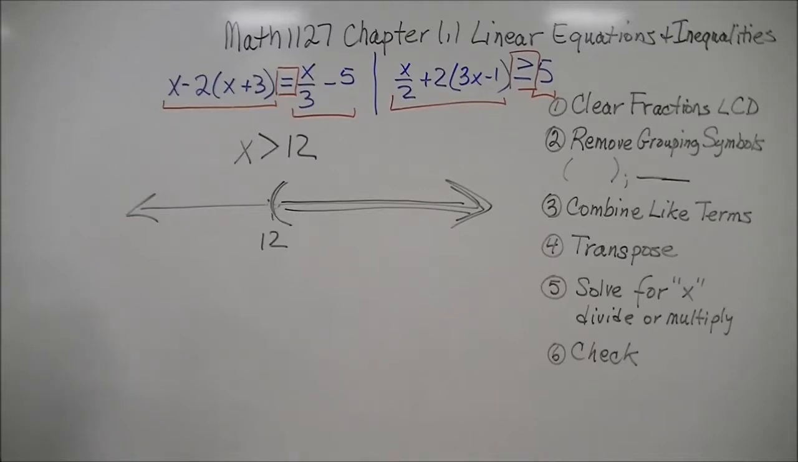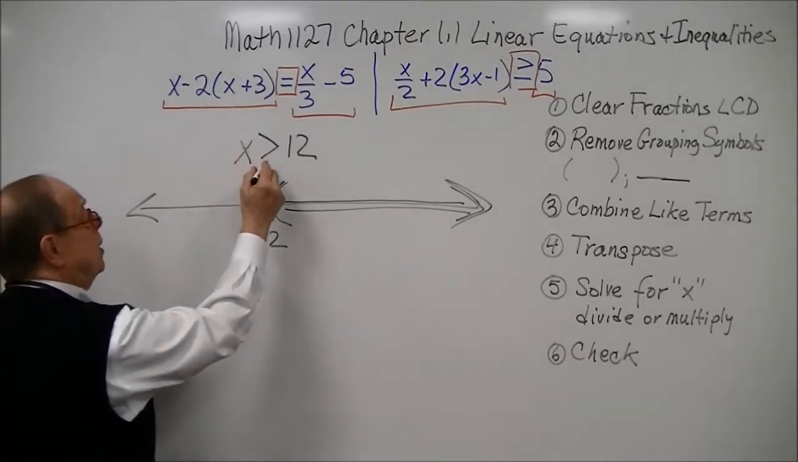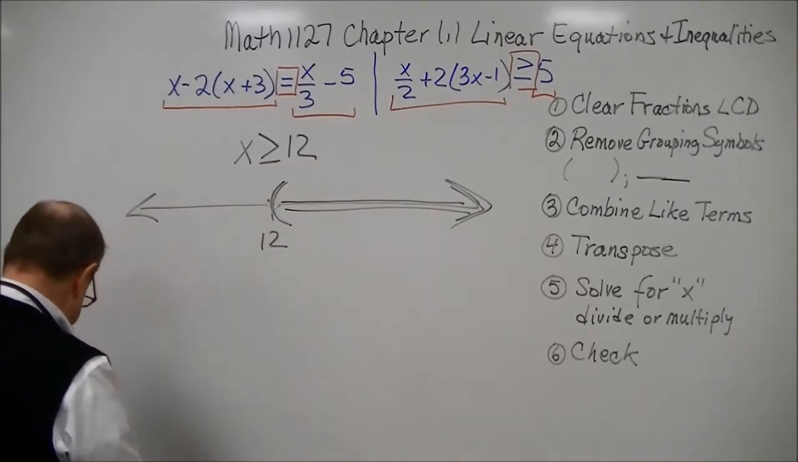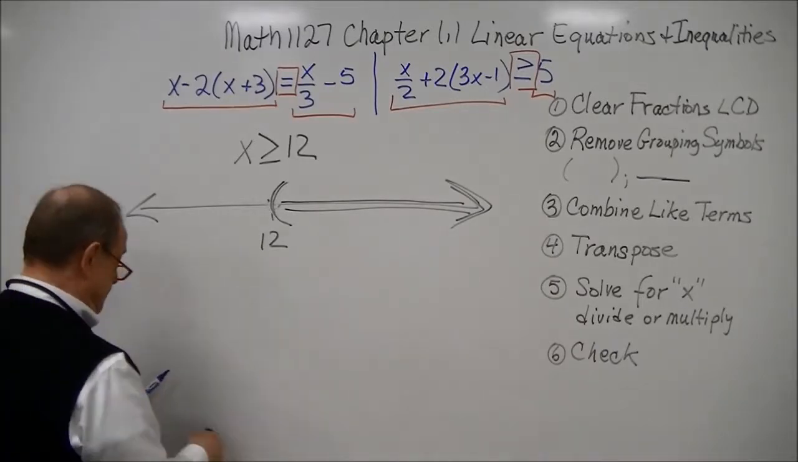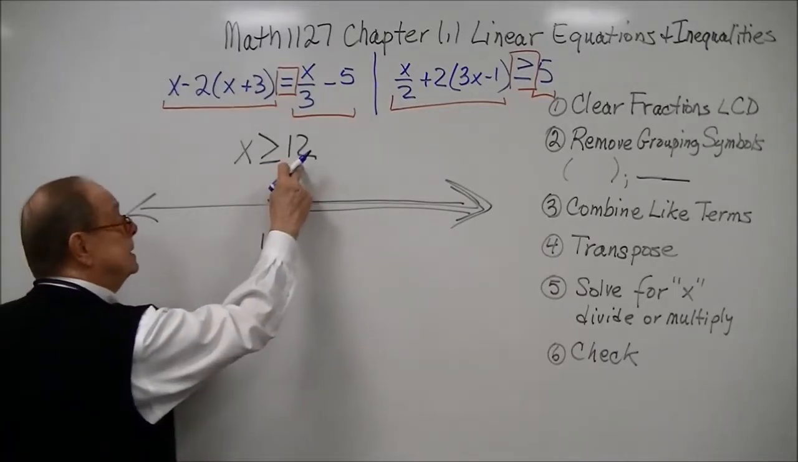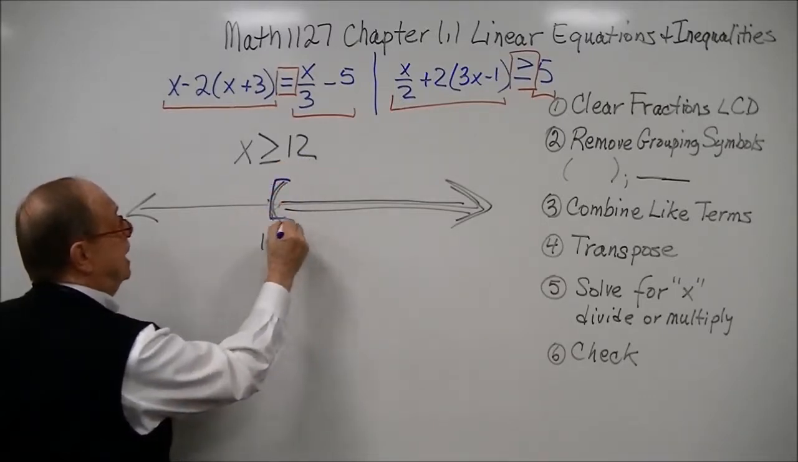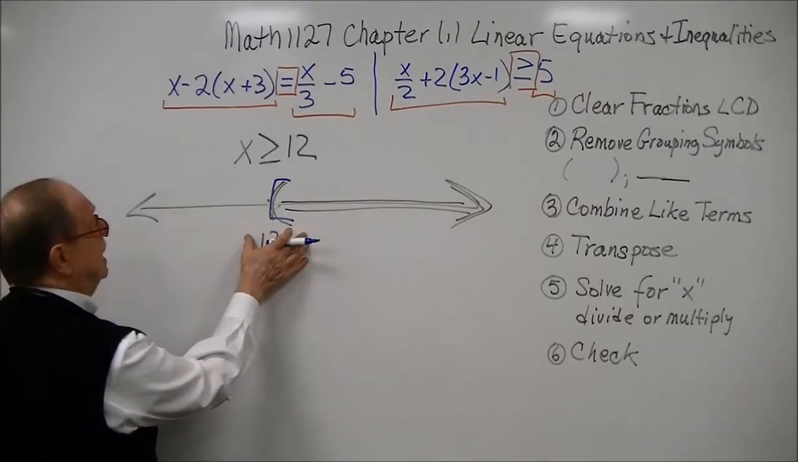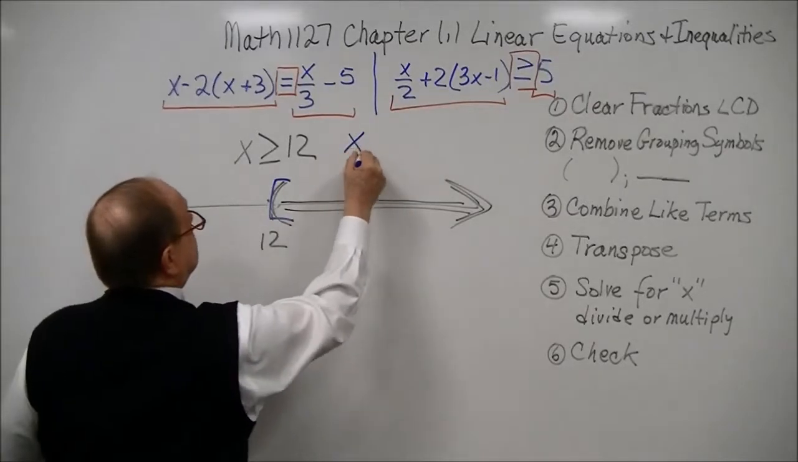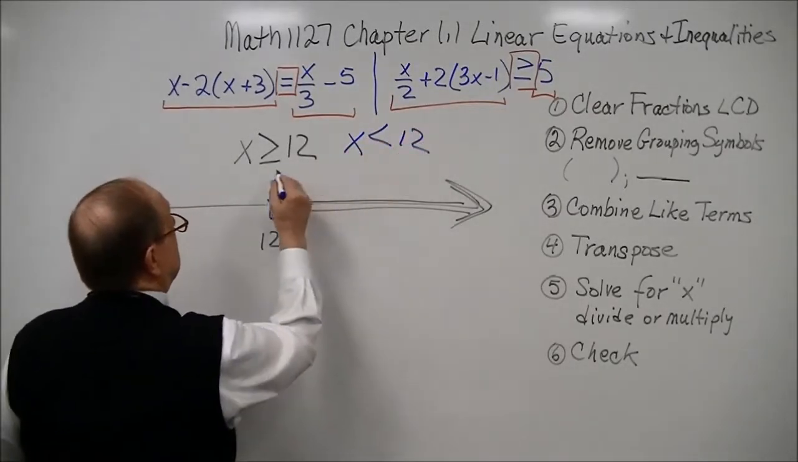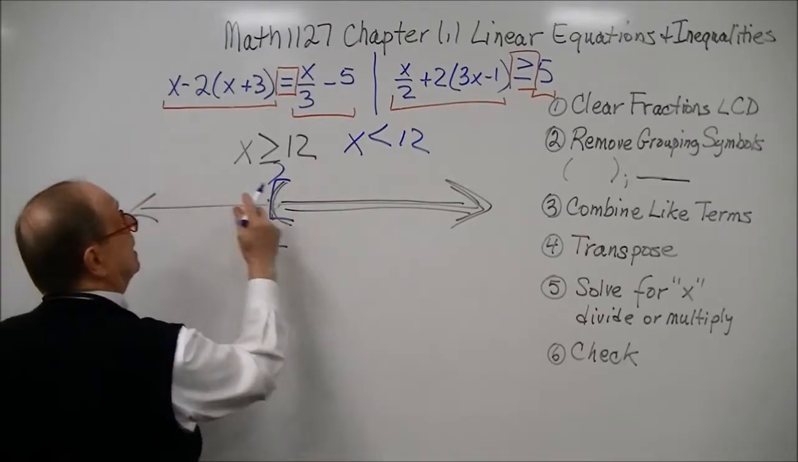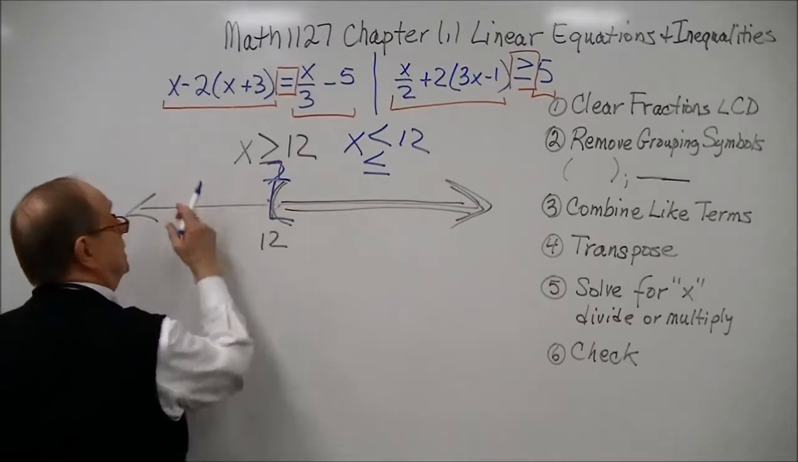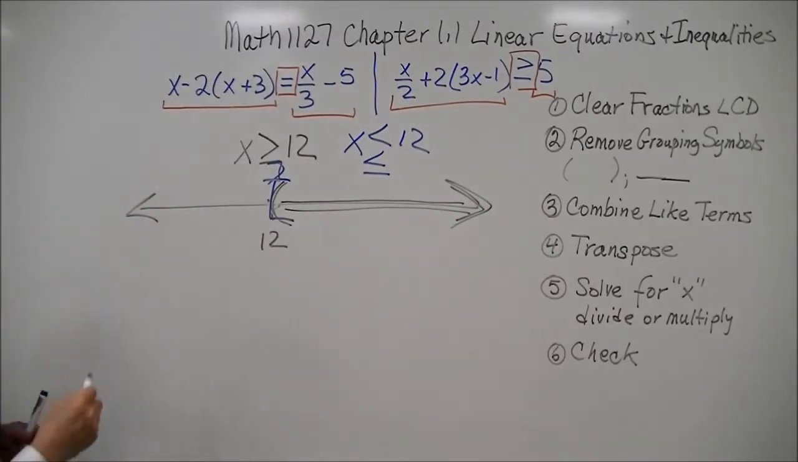Now a modification of this is to say x is greater or equal to 12. For this one, instead of using a parenthesis, because now we know that 12 is included in the set, we change that to a bracket. So this is key. And then if it were x is less than 12, we'd have a parenthesis facing this way. And then less than or equal to, it would be a bracket facing this way.